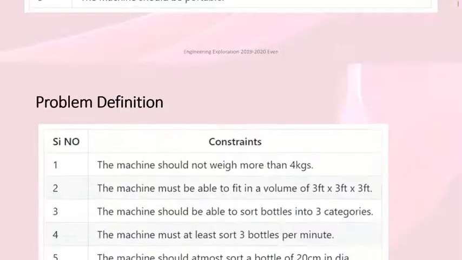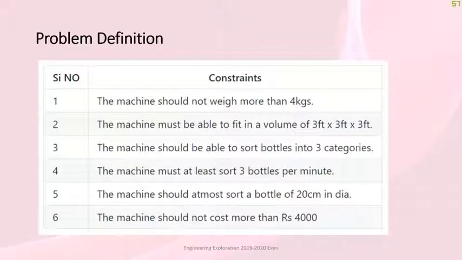Constraints. The machine should not weigh more than 4 kgs. The machine cost should not be more than 4,000 rupees. It should be able to fit in a volume of 3 by 3 by 3 feet. And the machine should be able to sort bottles into three categories, at least 3 bottles per minute. The machine should be able to sort a bottle of up to 20 centimeter in diameter.